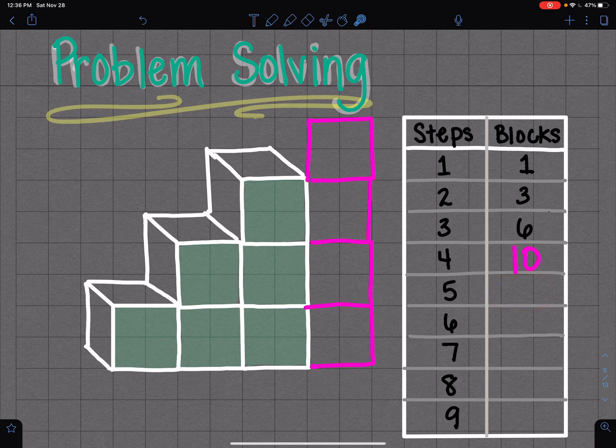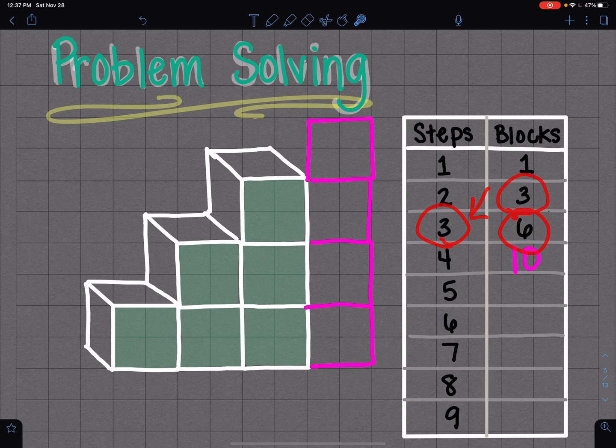So look at here, for 1 step we used 1 block. Now if we want 2 steps, we definitely need that 1 because you need the 1 block. And what did you add to it to get 3? You actually added this number, didn't you? Let's do the next one. So if you are doing 3 steps, you definitely need all these blocks for the 2 steps. And what do you add to that for your next step? Well, you add this number again and you get 6.